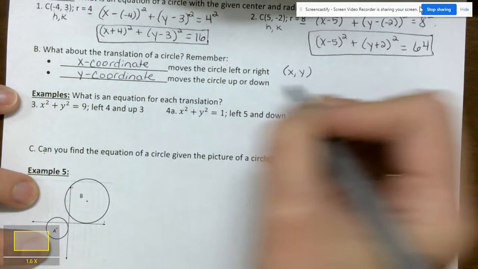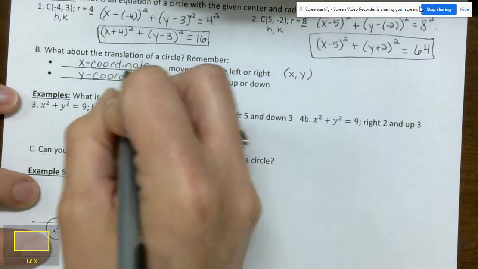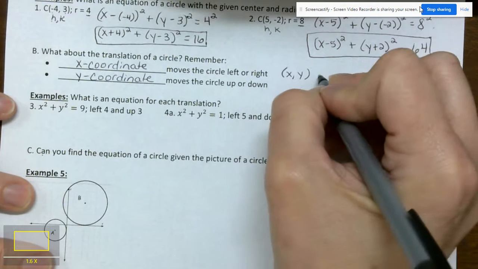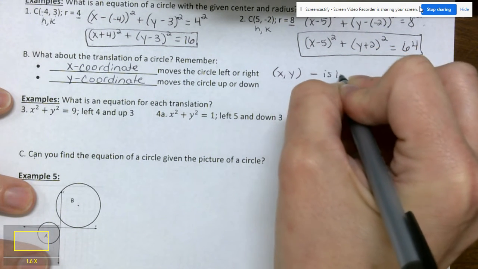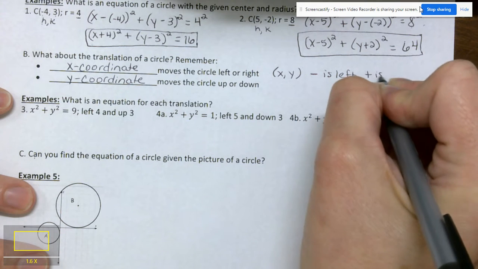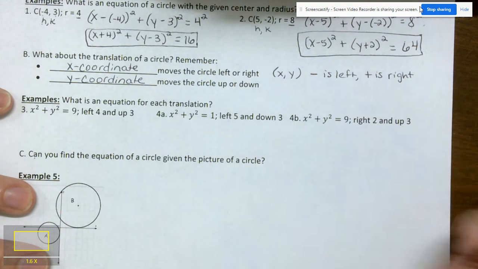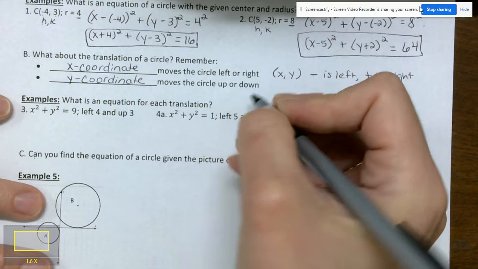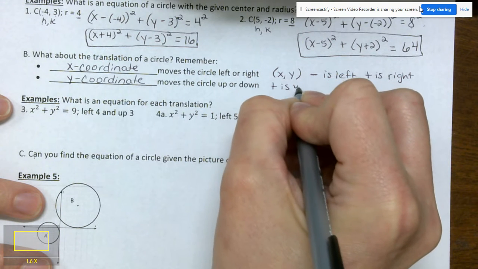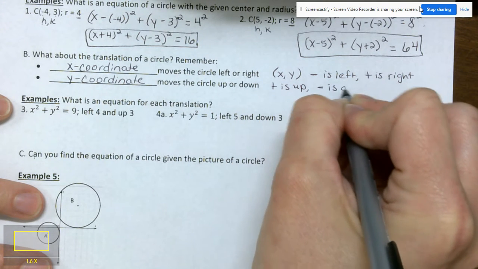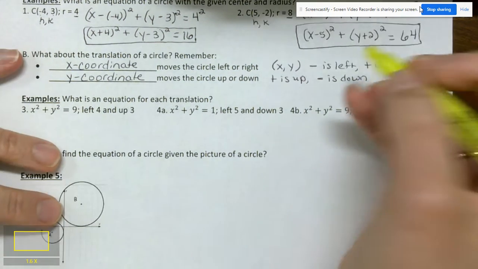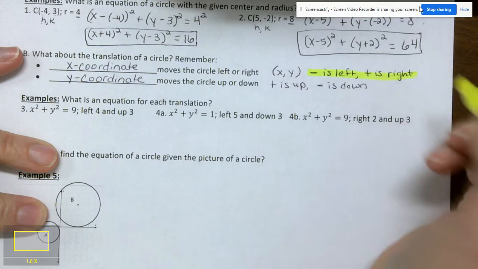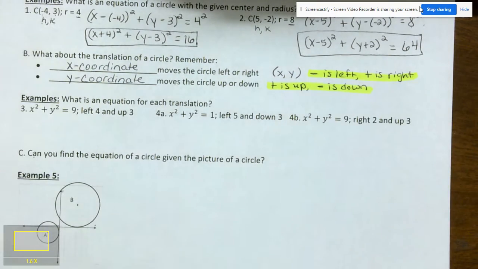Okay? I'm also going to tell you that if you're doing the left to right, minus is left and plus is right. And when you're talking about the y, plus is up and minus is down. If you need to write those down and highlight it, that would be a good thing to have. Minus is left, plus is right, and plus is up, and minus is down when you're talking about the y.